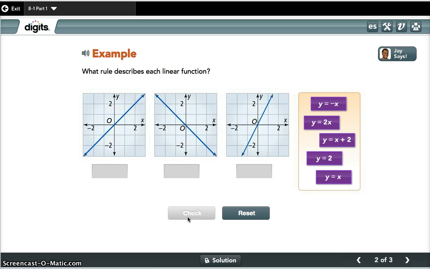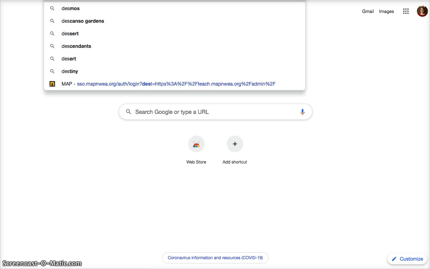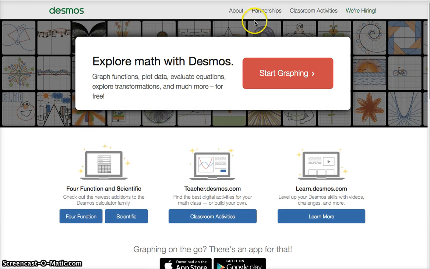So let's go ahead and dive into trying to figure out which rule describes each linear function. I want to take a moment and introduce you to a tool called Desmos. I may have already showed this class but I don't remember. Desmos.com is a wonderful website for graphing, and it's completely free to use.